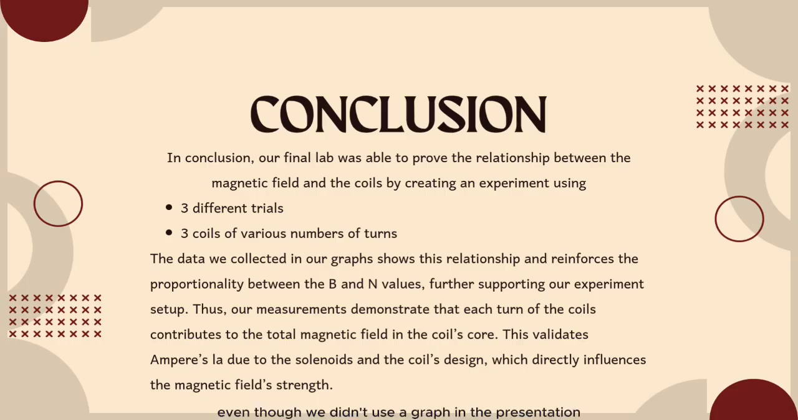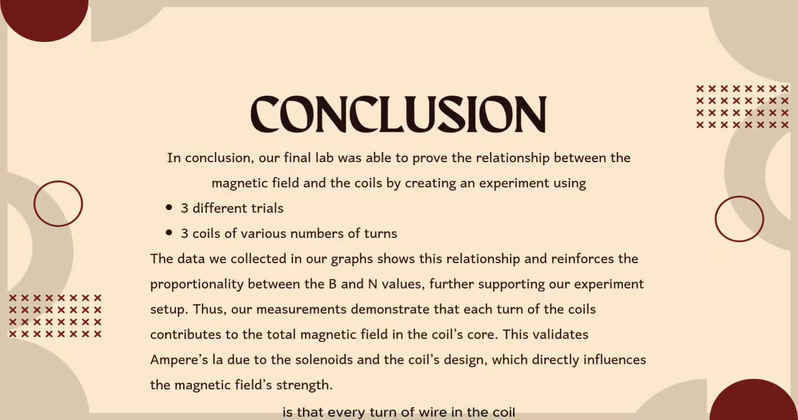Even though we didn't use a graph in the presentation, the values we got made the pattern really clear. As we increased the number of turns, the magnetic field increased in a really predictable way, and when we doubled the turns, the magnetic field basically doubled too. That's exactly what the theory says should happen, so seeing the data match that so cleanly helped confirm that our setup was working the way it was supposed to. It also reinforced that the relationship between the magnetic field B and the number of turns N is proportional as long as everything else stays the same.